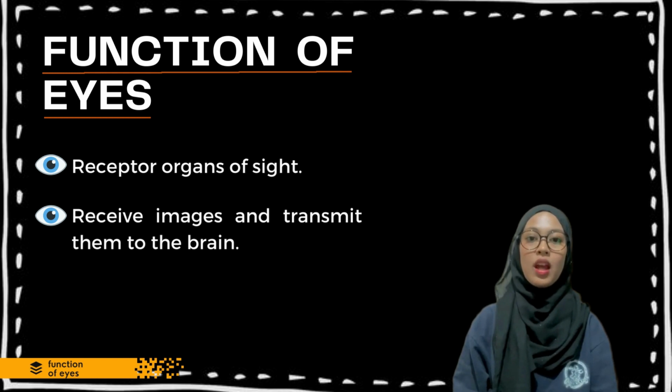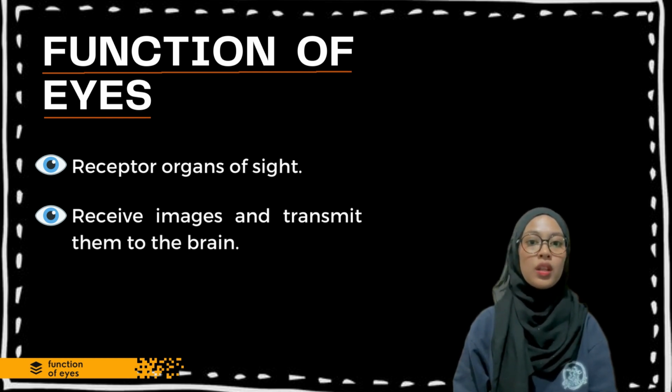In this section, I will discuss the function of the eye as well as some of its structures. So, the eyes have two functions. One is as the receptor organ of sight, allowing you to see 200 degrees in all directions, including in front of you and to the sides. The second function is to receive images and transmit them to the brain, which takes in light from your surroundings.